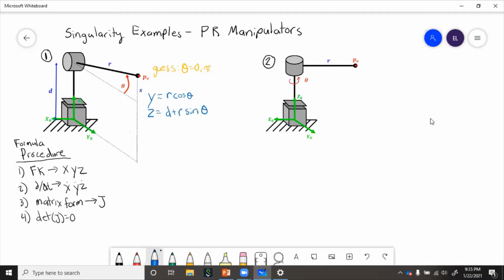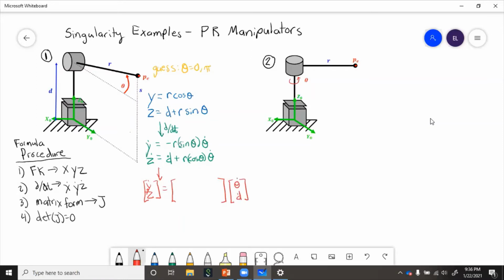So now we take the derivative, get velocity. So then we put into matrix form and get the Jacobian. Now here we remember the Jacobian is just going to be the coefficient of the joint velocities. So for the y, we have minus r sine theta, and then 0 for the d dot part. In the z, we have coefficient of d dot is just 1, and we have r cos theta.